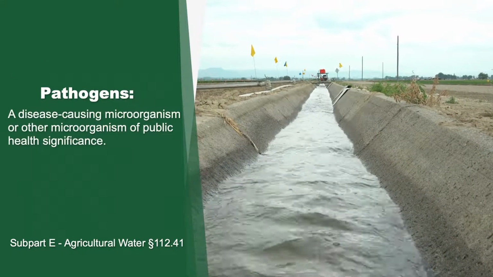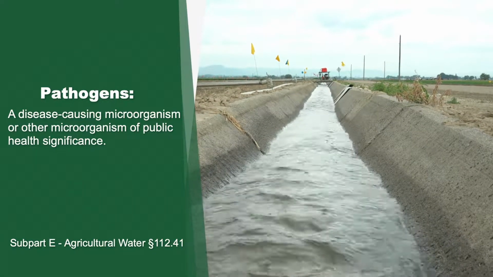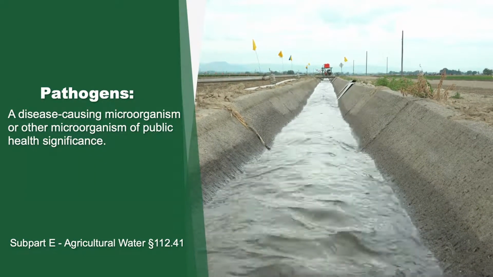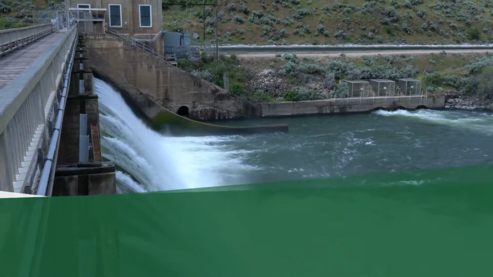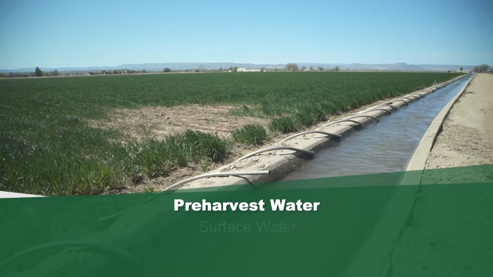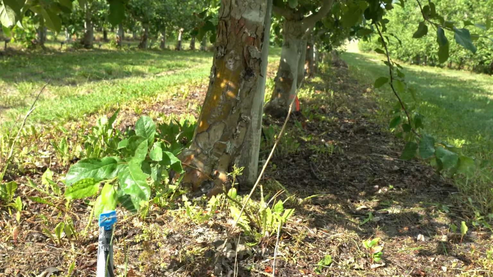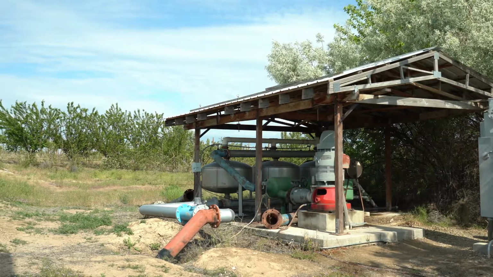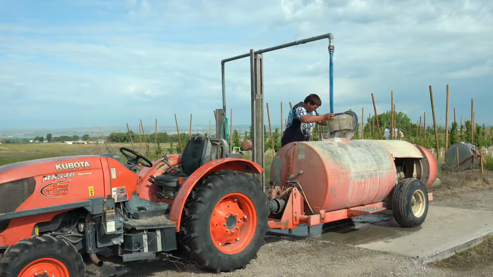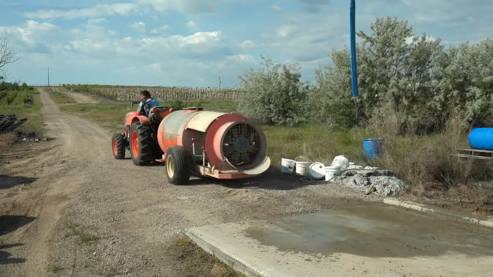Risk factors will vary depending on when water is applied. Water applied pre-harvest or during growing has a different set of risks than water that is applied during harvest or post-harvest. Pre-harvest water comes from a variety of sources, including public water systems, groundwater, and surface water. Pre-harvest water includes irrigation, spray applications, frost protection, dust abatement, cooling, and any other uses where water directly contacts produce and food contact surfaces prior to harvest or during the growing of produce.